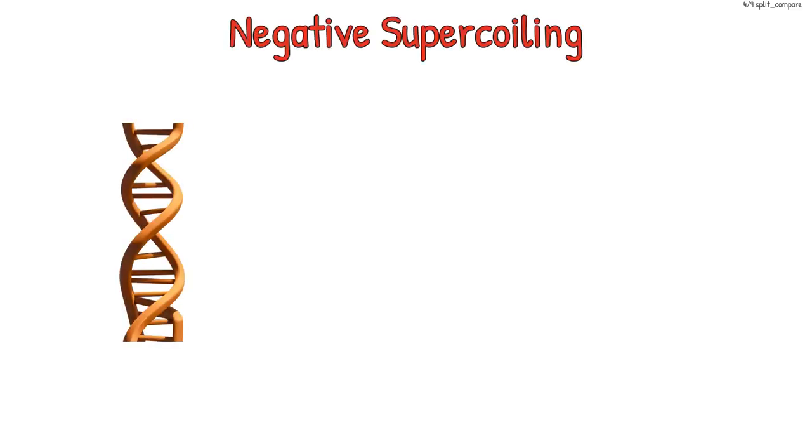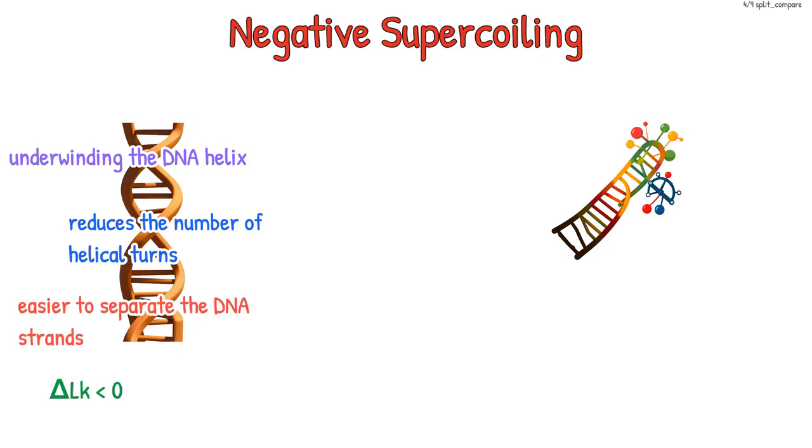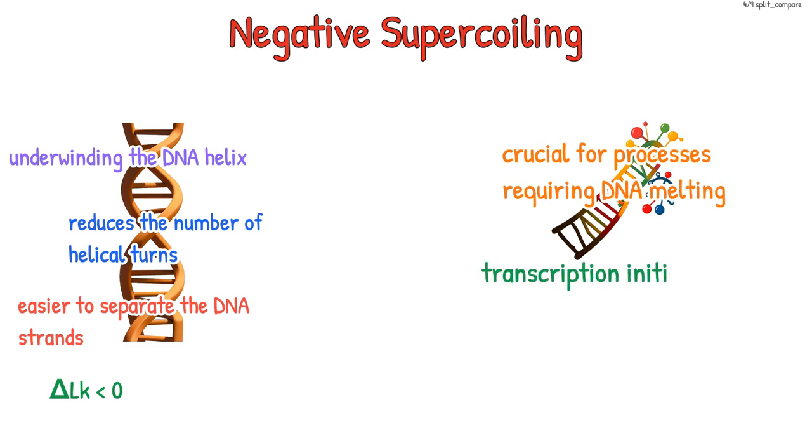Negative supercoiling, where ΔLk is less than 0, results from underwinding the DNA helix. This is the predominant form in most cells. It reduces the number of helical turns, making it easier to separate the DNA strands. This strand separation is crucial for processes requiring DNA melting, such as transcription initiation and DNA replication.